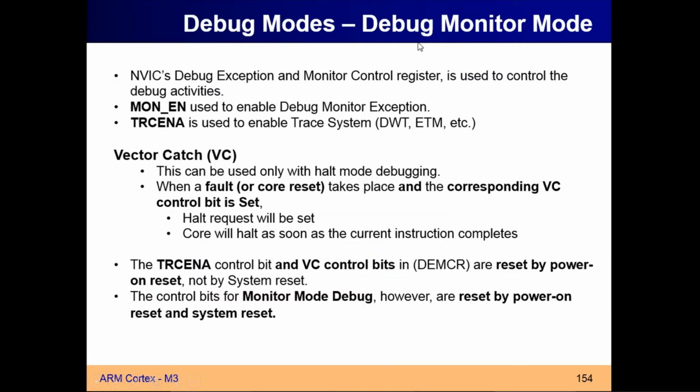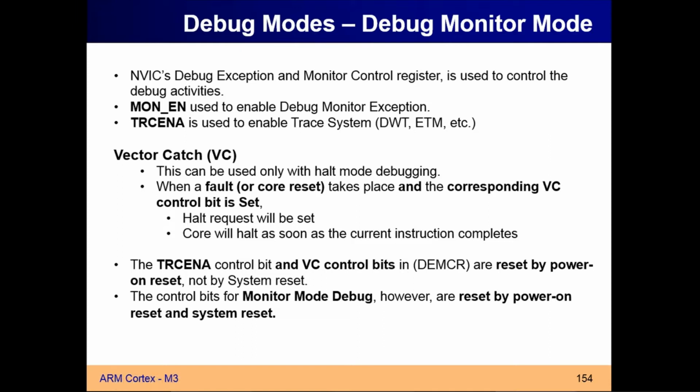Then the next mode is debug monitor mode. For configuring that, you have another register known as DMCR, the debug exception monitor control register. The other one was DHCSR. This is DMCR. In that, there is a bit known as monitor enable. If this bit is set, then only your debug monitor exception will be enabled.